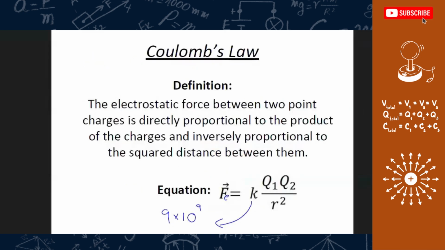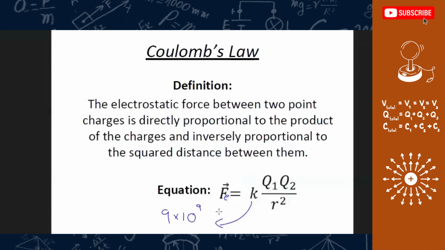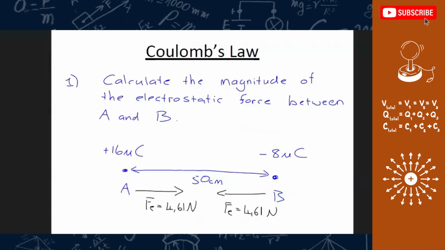Okay, then now we're moving on to Coulomb's law. That tells us that the electrostatic force between 2 point charges is directly proportional to the product of the charges and inversely proportional to the squared distance between them. So here we have our equation that says F is equal to K, which we talked about, but you also find it in your formula sheet, Q1 multiplied by Q2 over R squared. So it exactly says what the rule says.